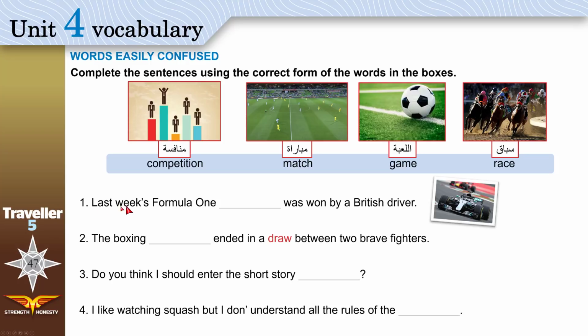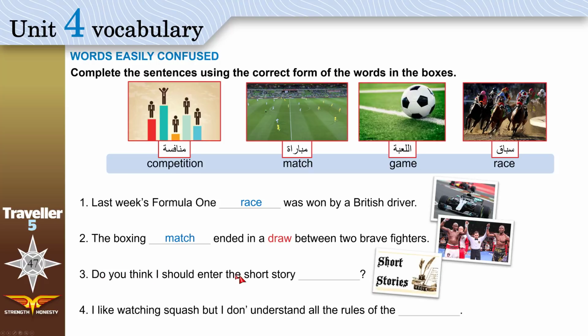1. Last week's Formula 1 race, this one is obvious, it's race, was won by a British driver. 2. The boxing ended in a draw. Draw means nobody won and nobody lost. They were both equally good, two brave boxers or fighters. It was a match between two brave fighters.